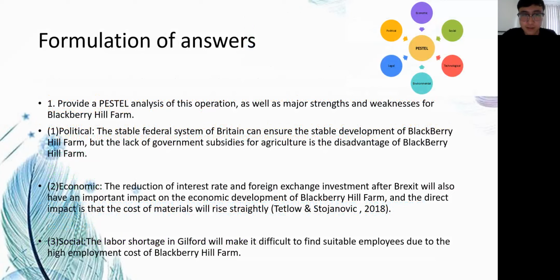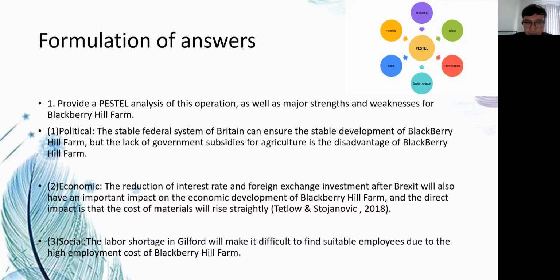Formulation of answers. The first question is PESTEL analysis. I will divide it into 6 steps. The first is political. The stable federal system of Britain can ensure the stable development of Blackberry Hill Farm, but the lack of government's subsidies for agriculture is the disadvantage of Blackberry Hill Farm.